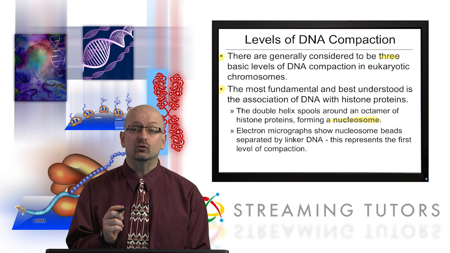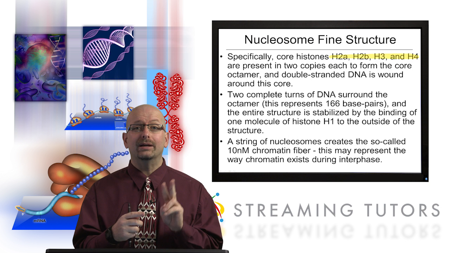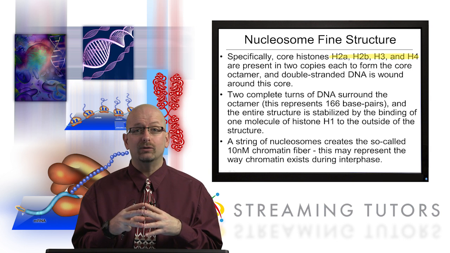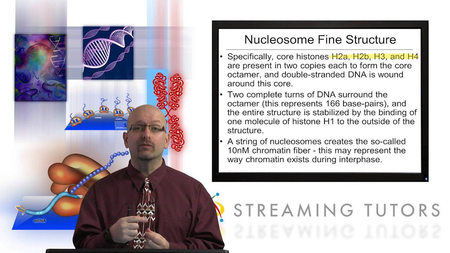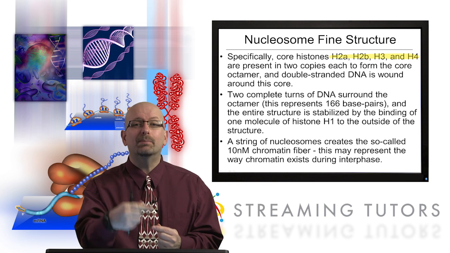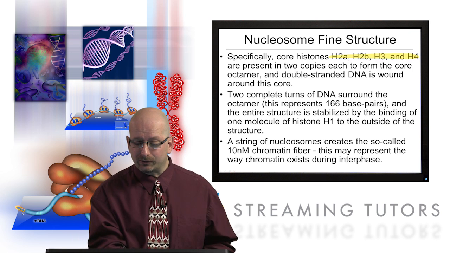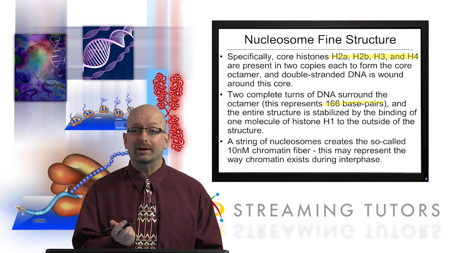Let's take a little bit of a closer look at that. Specifically, the core histones, as they're called, these are the ones that go into the spool. Most of them, except H1, H2A, 2B, H3, and H4, each of those is present in 2 copies each, and therefore you get the core octamer. In other words, there are 8 proteins altogether in there. The double-stranded DNA gets wrapped around that core in a very specific way, and about 2 complete turns of the DNA can fit around that octamer. This represents about 166 base pairs. Again, I don't know if you need to know that exact number.